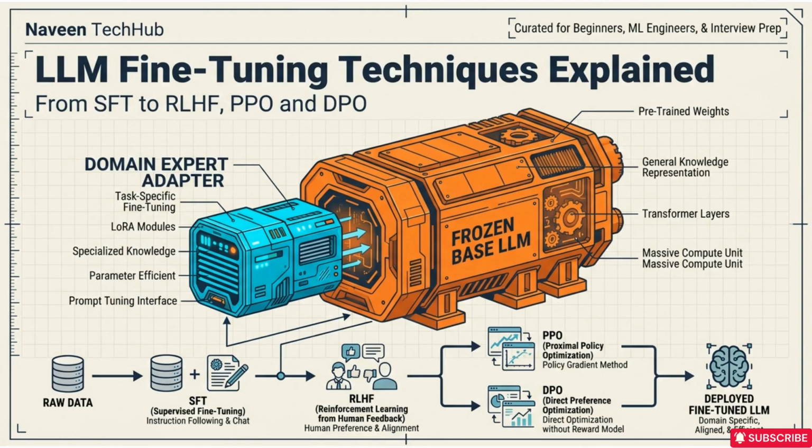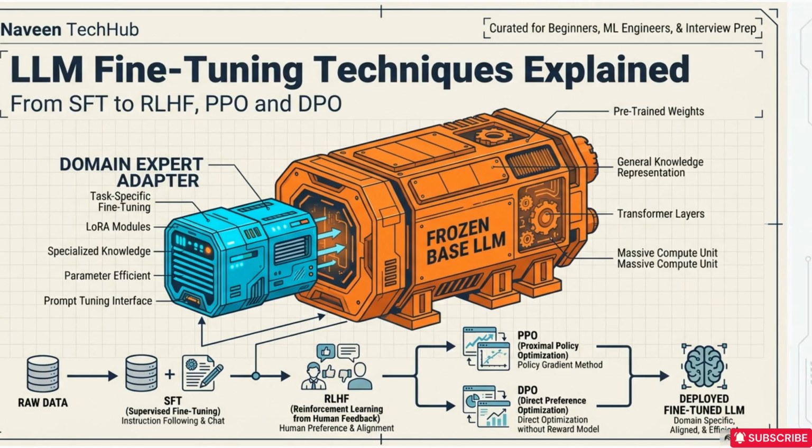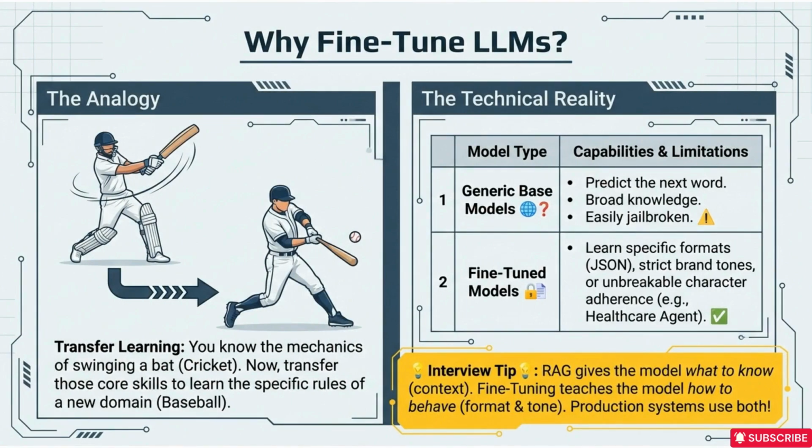In this video, we are going to understand LLM fine-tuning techniques in a simple and practical way. Think of a large language model like a powerful base engine. It already has general knowledge, but it may not know your company data, your domain rules, your tone, or your exact task. Fine-tuning is the process of adapting that base model for a specific purpose. By the end of this video, you will clearly understand SFT, LoRA, QLoRA, Prefix Tuning, Adapter Tuning, RLHF, PPO, DPO, and GRPO.